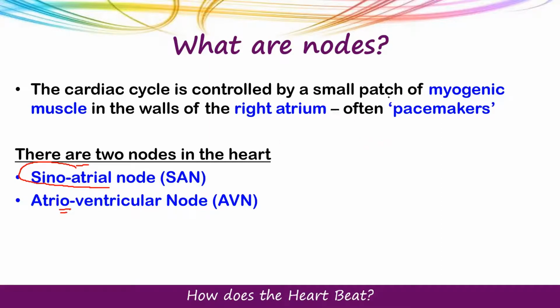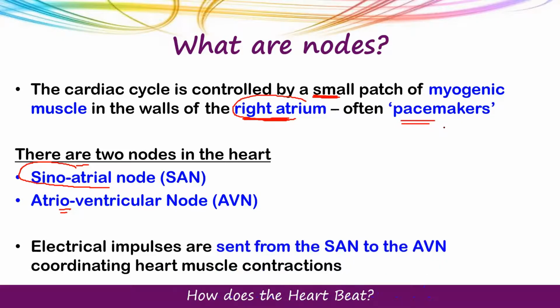This myogenic muscle is a small patch in the walls of the right atrium. The myogenic muscle found in the right atrium is also known as the pacemaker. So there are two nodes, the sinoatrial node and the atrioventricular node. The sinoatrial node is found in the right atrium. Electrical impulses are sent from the sinoatrial node to the atrioventricular node, coordinating heart muscle contractions.